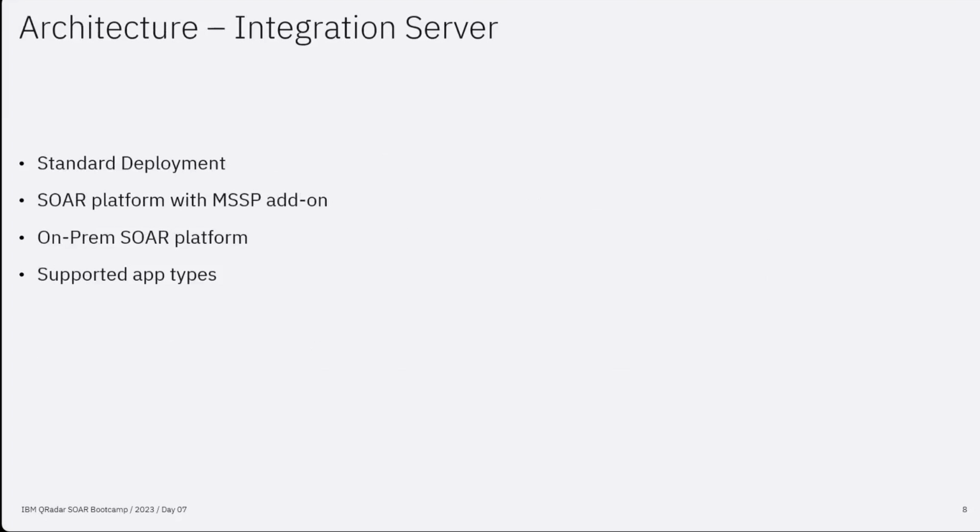Now, the architecture of the integration server consists of four components. One is the standard deployment, one is the SOAR platform with MSSP add-on, on-prem SOAR platform, and supported app types. Let's look at them one by one.